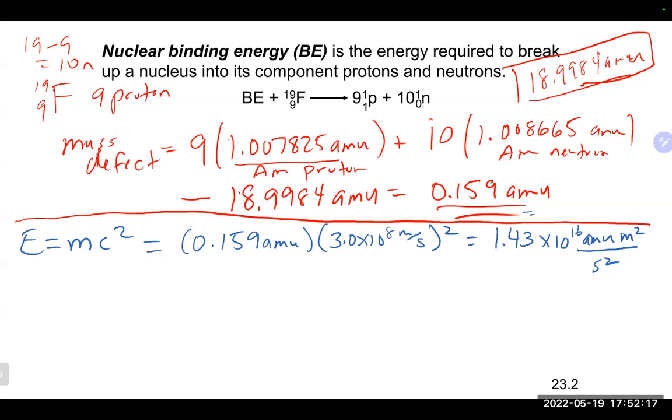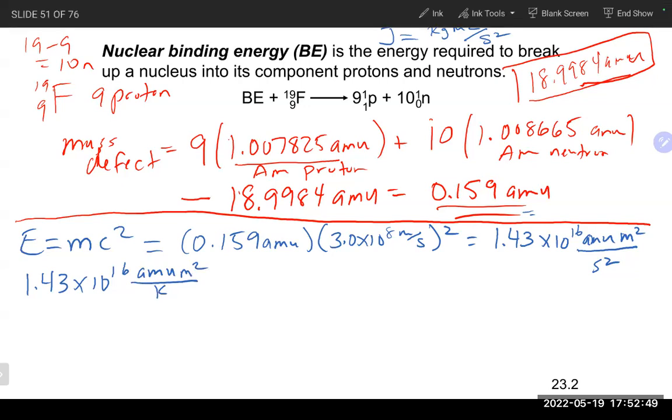Now, we can do a little conversion here to get it into a unit of energy that we like, which is a joule. You might remember that a joule equals a kilogram times meter squared divided by second squared, which means we're very close. We just need to get rid of the AMU there. So if we take 1.43 × 10¹⁶ AMU meter squared per second squared, we need to convert the AMU to kilograms.